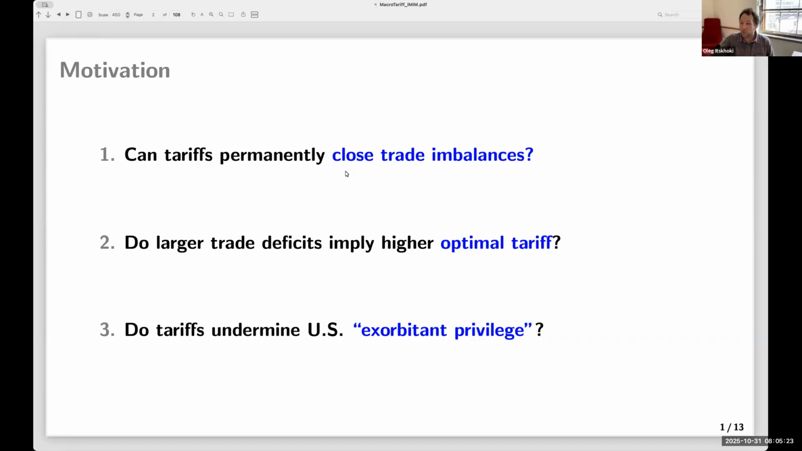The second question is, if you're in the world of imbalances, does it change our understanding of the optimal tariff? We have fairly developed theories of the optimal tariff in this long-run world of trade models, which typically have balanced trade. But does having trade imbalances change our understanding of the optimal tariff?